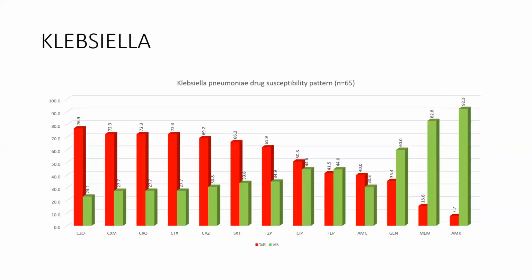For Klebsiella pneumoniae, these are the patterns you're seeing. Susceptibility is still good for Genta, meropenem, amikacin. When you look at cefazolin, ceftriaxone, cotrimoxazole, ceftazidime, we still have a challenge in the hospital setup. So this data is still worrying for us. We'll look at it in the next quarter and see if there is a slight change.